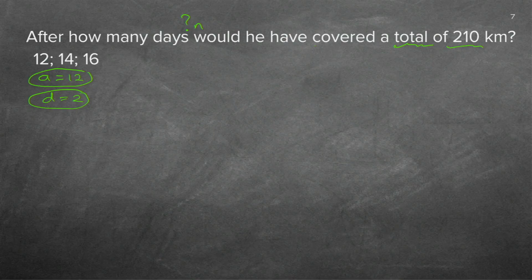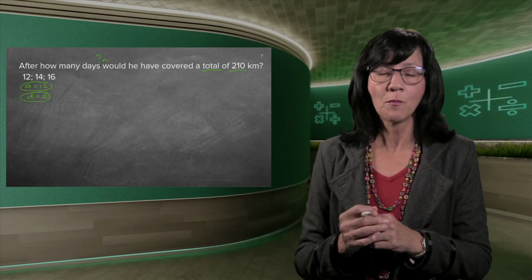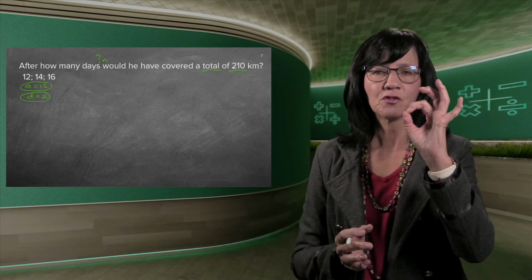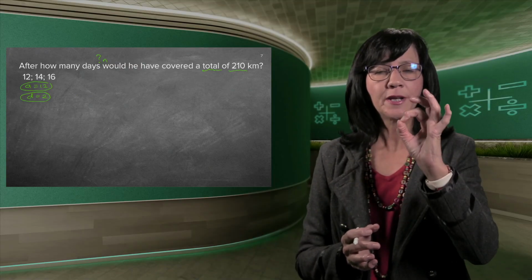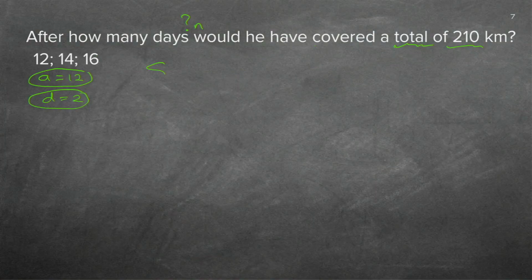After how many days? 10 days, 12 days, the nth day. Did he cover a total of 210? And that word total, that is why if you don't concentrate well and you just read it fast, you're going to pick the wrong formula and then you're going to get 0. Wrong formula gives you 0 for the whole question. So read it twice, make very sure that you pick the right formula. So it's the SN formula.